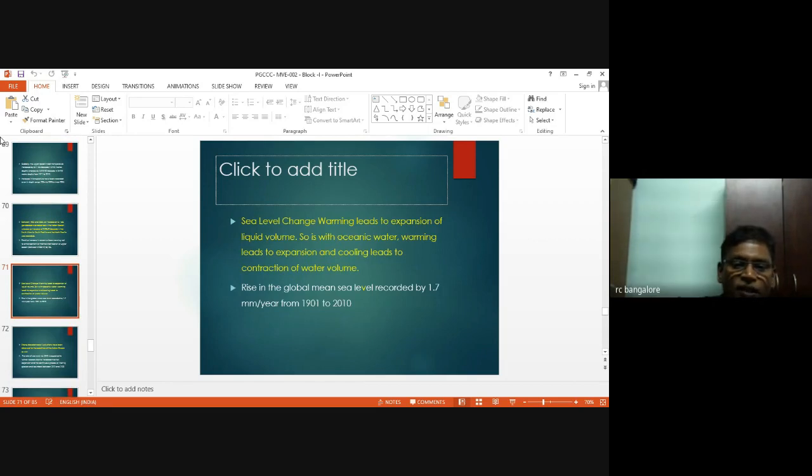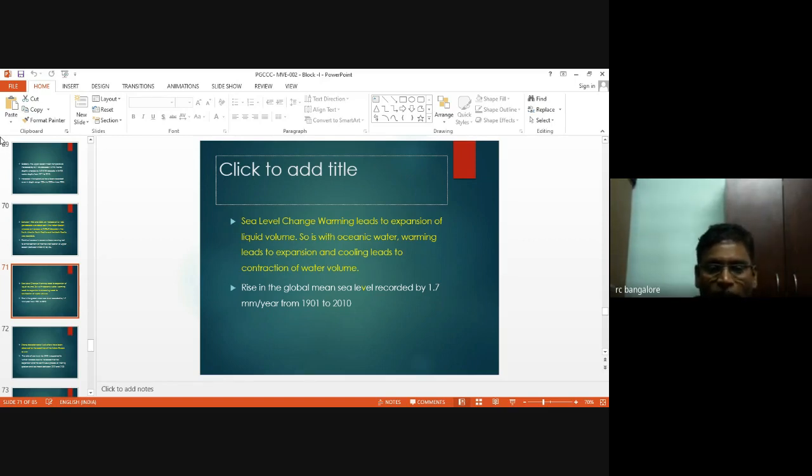Sea level change: warming leads to sea level change. Warming leads to expansion of a liquid's volume, and so it is with oceanic water. Warming leads to expansion and cooling leads to contraction of water volume. So what happens to the sea level? If there is an increase in temperature, the sea level naturally increases because of the melting of glaciers and ice, and the water level rises.